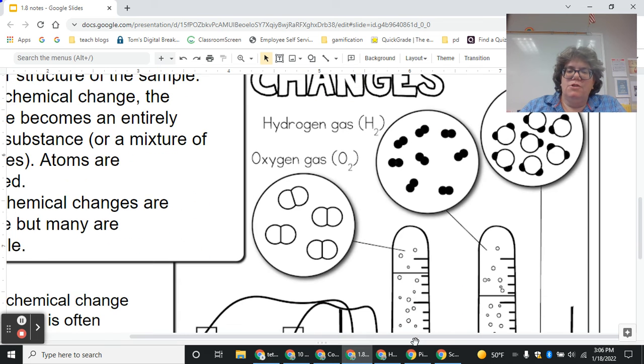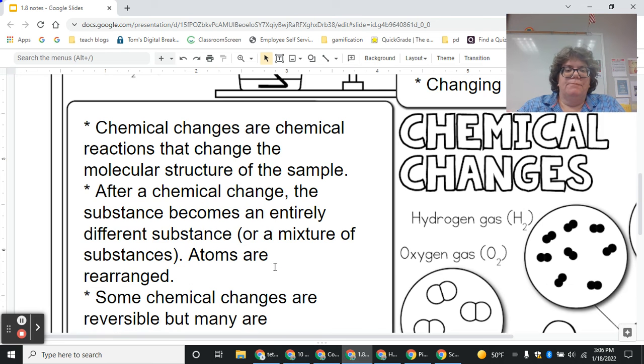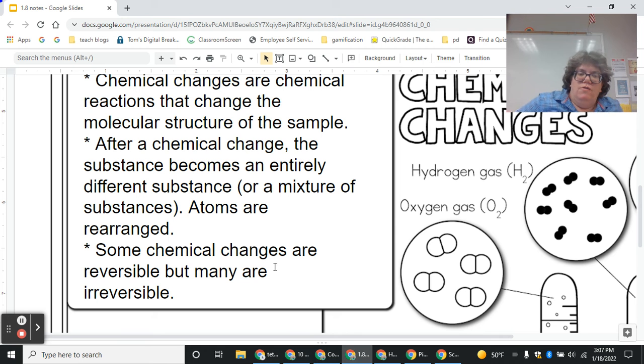Then when we talk about chemical changes, what happens in a chemical change is something actually changes into something else. So there's a chemical reaction that occurs that changes the structure of the sample, right? So if I have Legos and I rearrange them, they're still Legos, but they're in a different order, right? So the structure has changed. That's a chemical change. After a chemical change, like it says here, we have an entirely new substance. Atoms rearranged, something has changed about what it is.